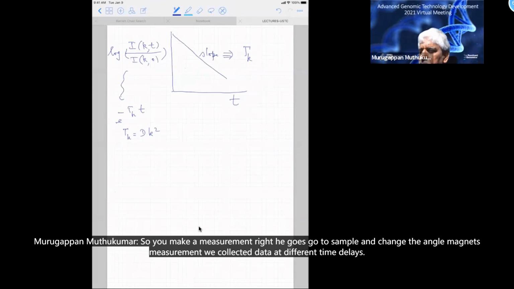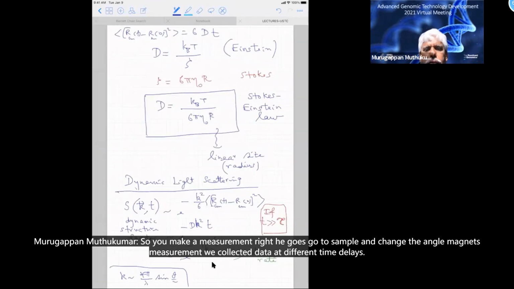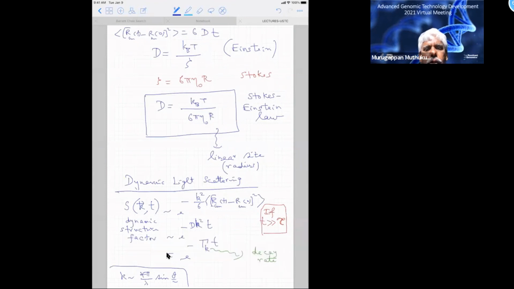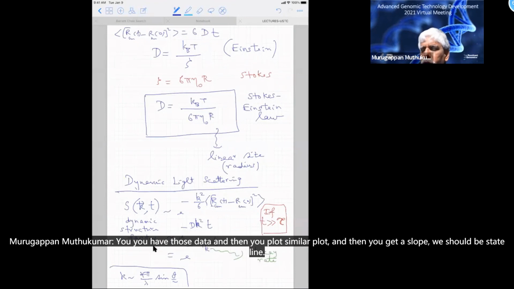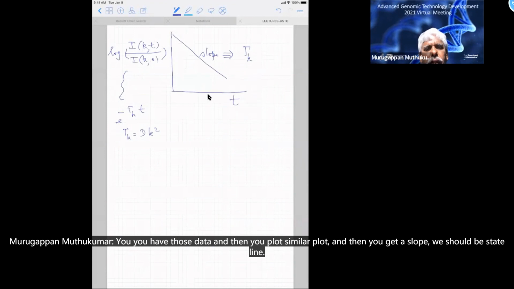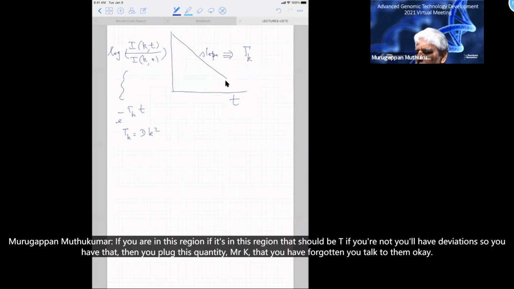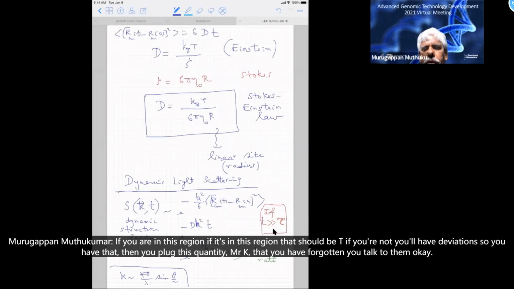So you make a measurement, right? You go to a sample, change the angle, and make this measurement. You collect data at different time delays. You have those data, and then you plot a semi-log plot, and then you get a slope. It should be a straight line if you are in this region. If you are not, you'll have deviations. Okay, so you have that.